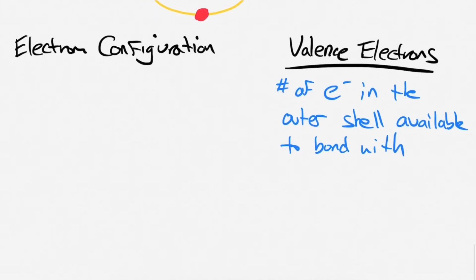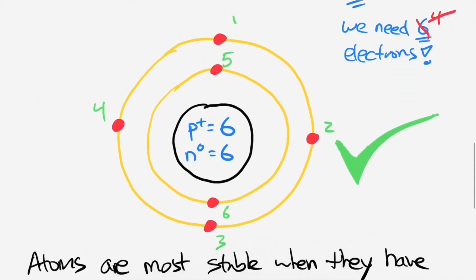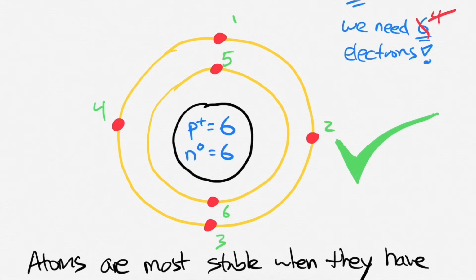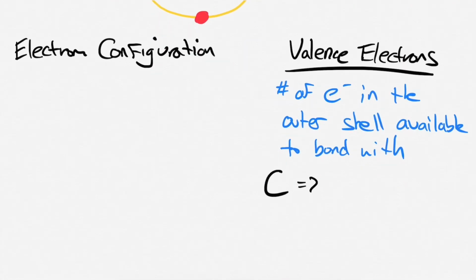So for carbon, this number was how many? Let's go up and look. So for carbon, the number in the outer shell was 1, 2, 3, 4. So the number of valence electrons for carbon is going to be equal to 4.